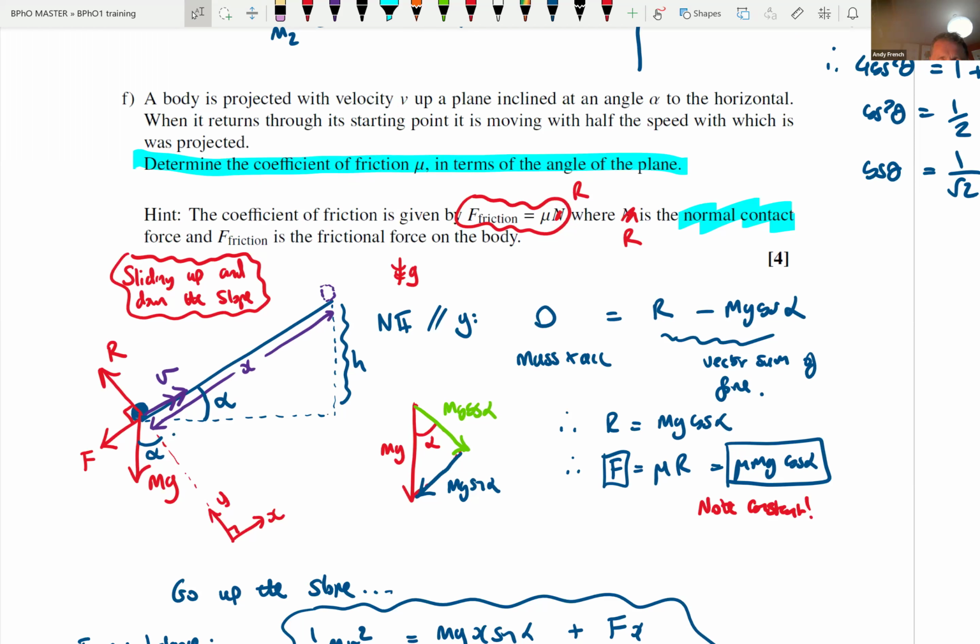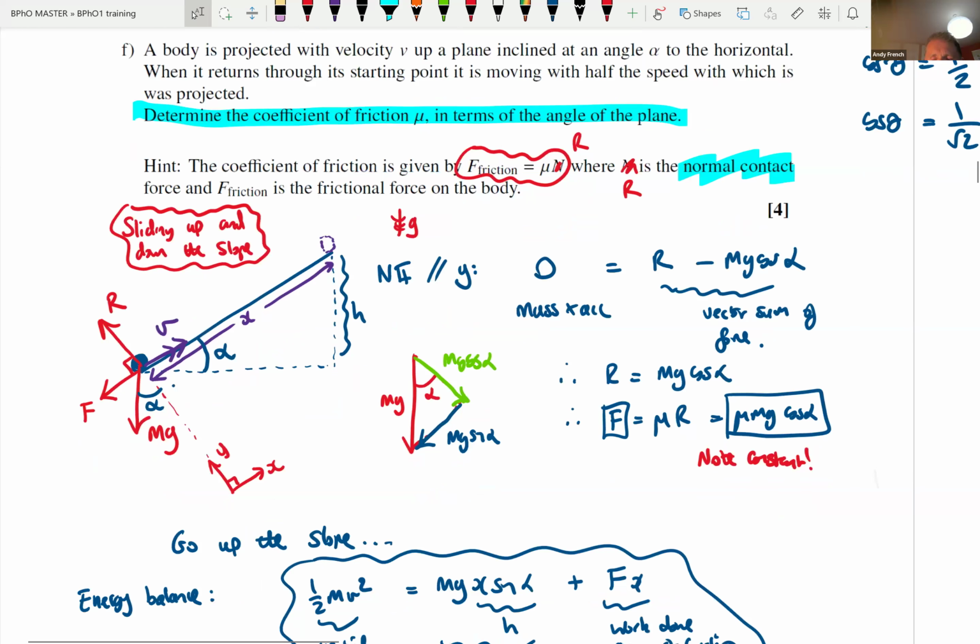Do we have any questions I can field? Yeah, there's a couple of people asking why we didn't consider the whole movement in one go, doing something like k before equals k after plus Fr times 2x.